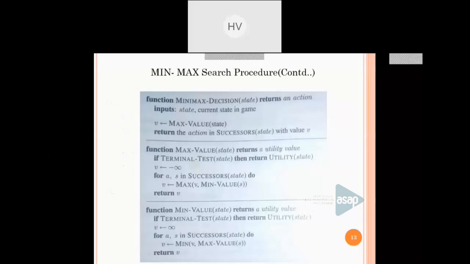See, function Minimax algorithm. Its inputs are states. First we have to find max value. So the function max value will be called, and while calculating max value, it in turn needs the value of min value. So function min value will be computed. In min value, it in turn needs max value. This will go on as long as the length of the tree, and finally you will get the value of the root node. So this is about Minimax search algorithm.